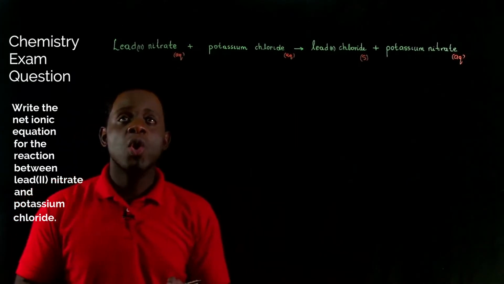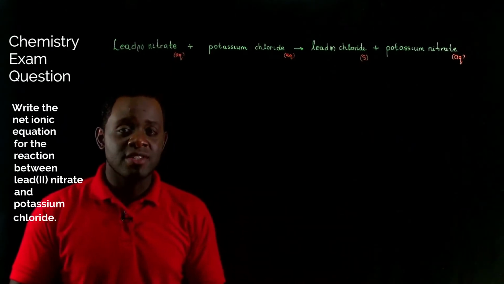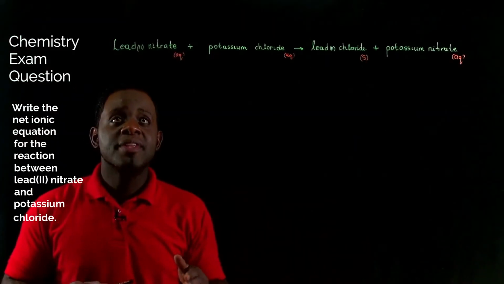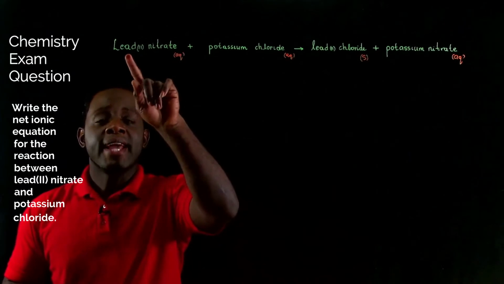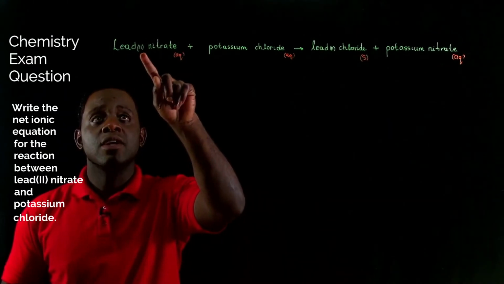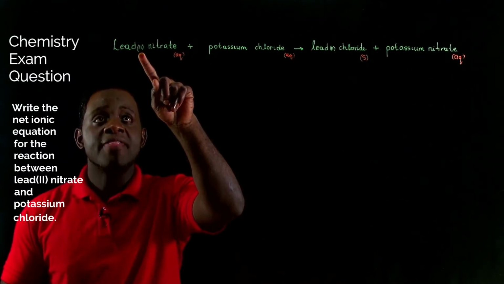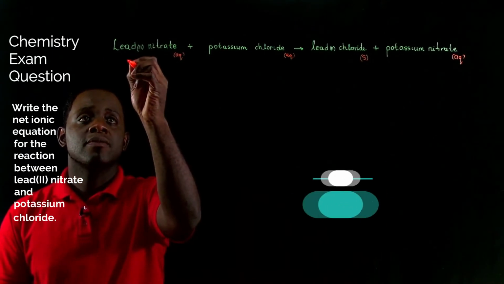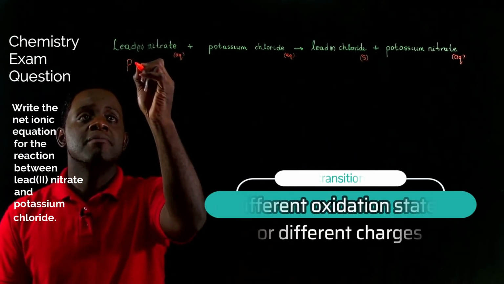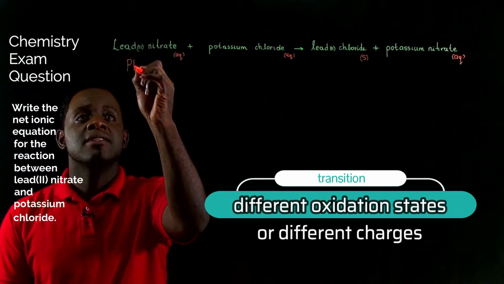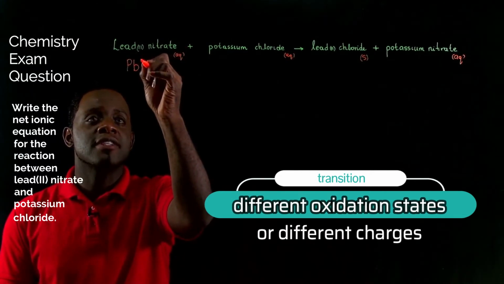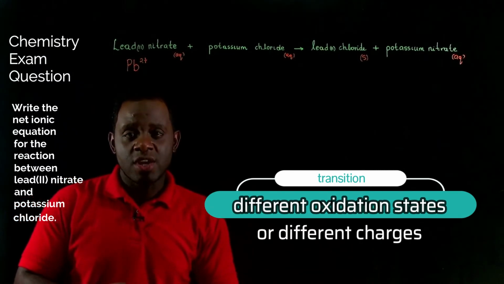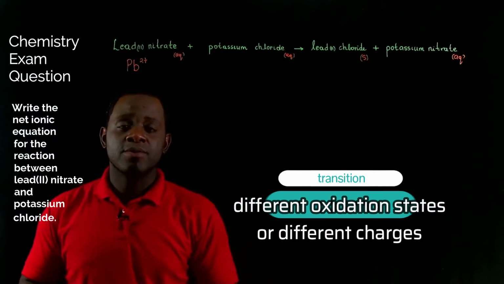And to do so, we need to know something about the charges of the cations and the anions in these compounds. Let's start with lead 2 nitrate. Lead is a transition metal, and this Roman numeral 2 indicates that in this compound, lead has a charge of 2+. The term transition means that these metals can exist in various oxidation states, or they can have different charges when they appear in compounds.